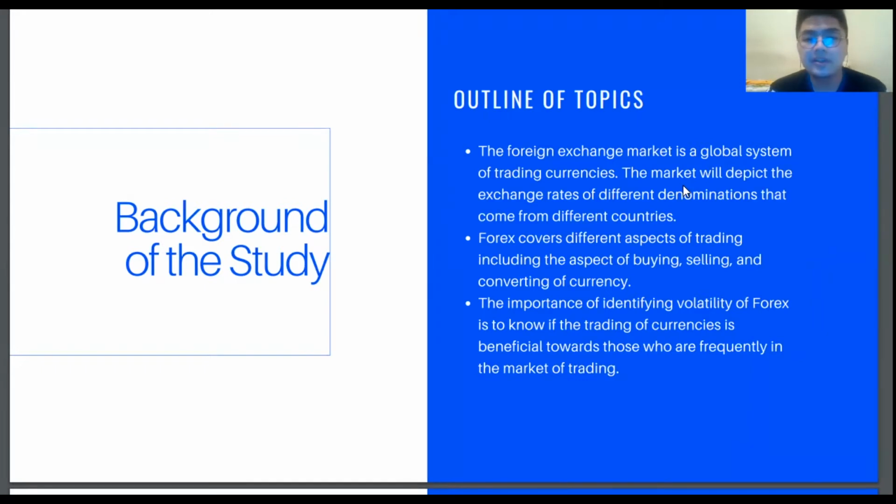The importance of identifying the volatility of forex is to know if the trading of currencies is beneficial towards those who are frequently in the market of trading. If you are in the forex market often, you would want to know whether you are gaining money or losing money in the process. It is possible to have both ways. When you exchange your money, let's say pesos to dollars, it can be at a higher rate or at a lower rate. By identifying the volatility, you can identify which instance will be occurring when you convert your money.